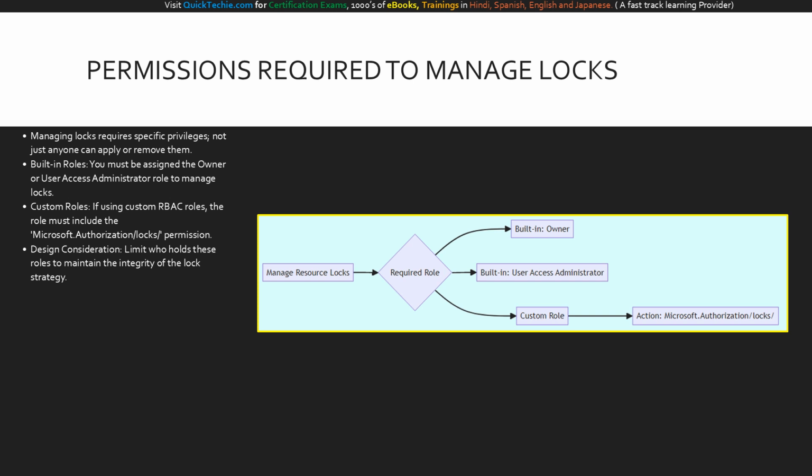This diagram maps out the authorization paths required to manage locks. From the action of managing a lock, we check the required role. The paths split into the allowed built-in roles, owner and user access administrator. The bottom path shows the custom role requirement, specifically pointing to the exact action string needed in the JSON definition. If a user's role does not map to one of these three paths, their attempt to apply or remove a lock will be denied by the Azure platform.